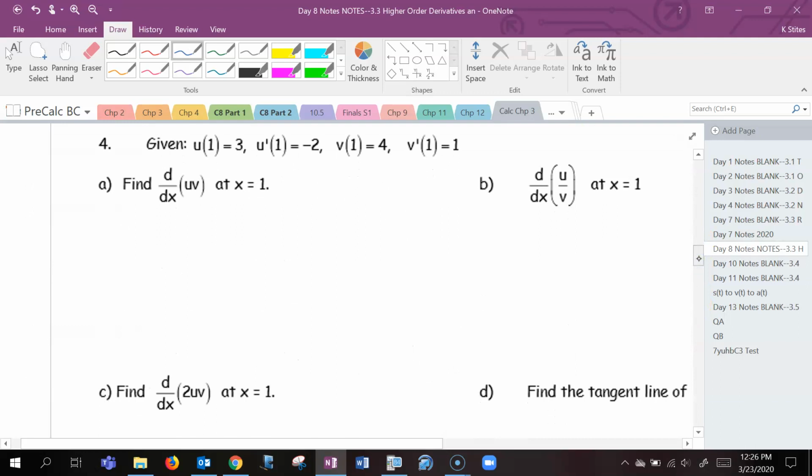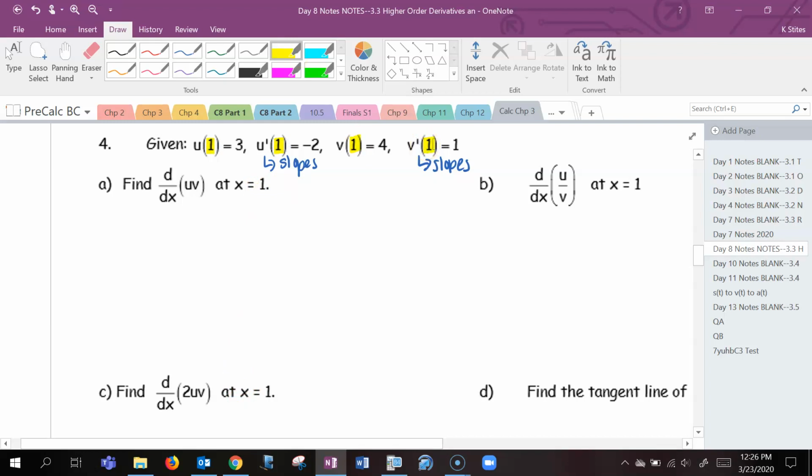Alright, flip to the back. Let's try something else. This time I give you u of 1 is 3, u prime of 1 is -2, v of 1 is 4, and v prime of 1 is 1. So notice these are the slopes because it has the derivative. So the derivative is the slope. So we're going to find the derivative of all these different situations. And it says that x equals 1 for each of these because our x value is 1 for all of them.